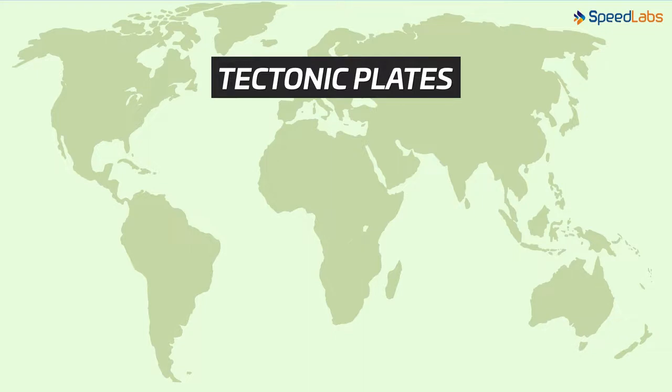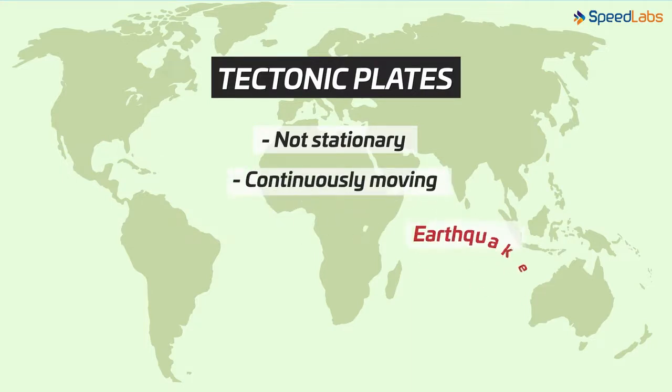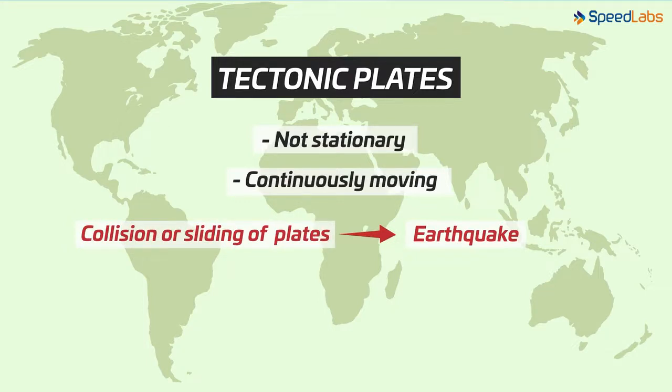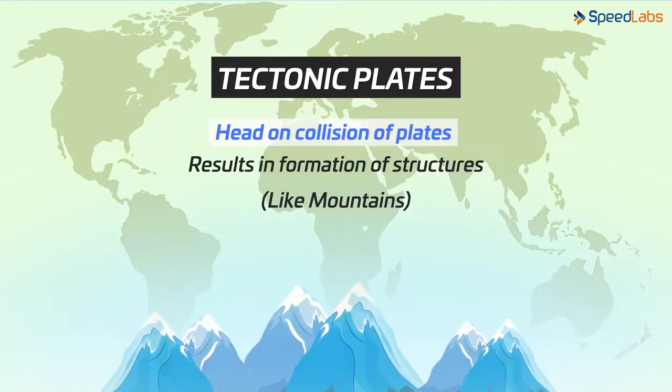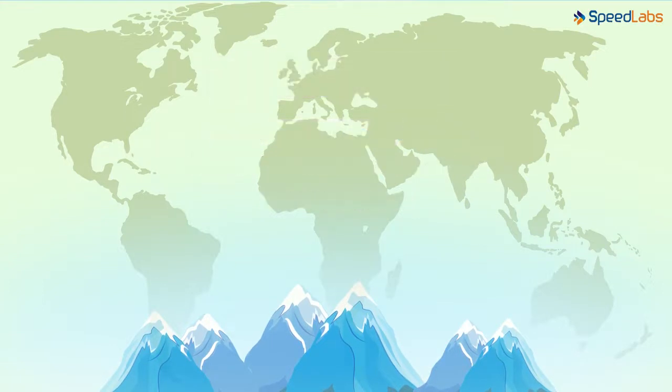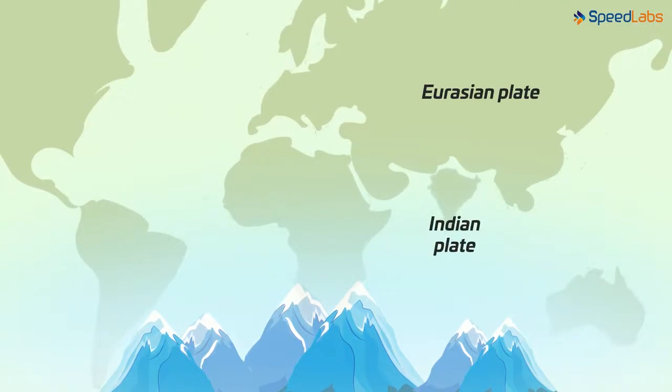But why are we discussing these plates here? It's simple. These plates are not stationary. They are continuously moving. Earthquake is a result of the collision or sliding of these tectonic plates. When the plates collide head-on, they push each other up above the surface. This is the reason why mountains are formed. Yes, the Himalayas were also formed like this. The collision between the Eurasian plate and the Indian plate resulted in the Himalayas.